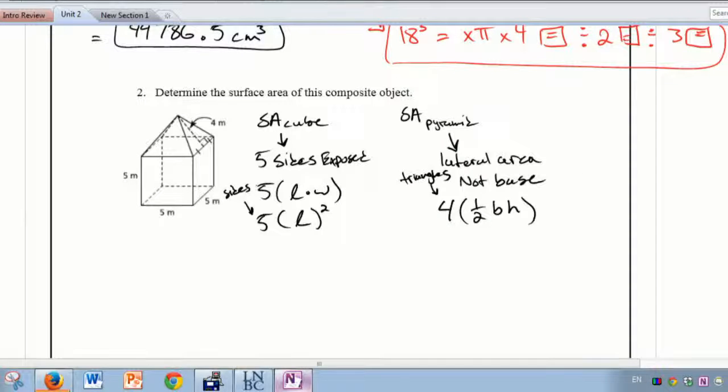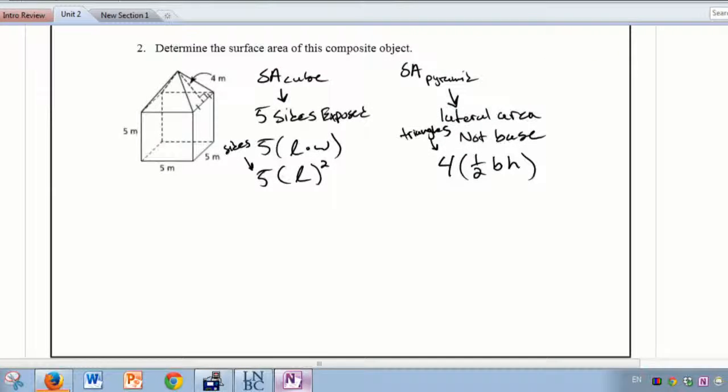Hopefully that's making sense. This is where these questions get a little tricky. That's it. Just determining what is exposed and what isn't. In this case, I'm going to go with 5. The length of the side is 5, and I happen to have 5, which is just a coincidence.